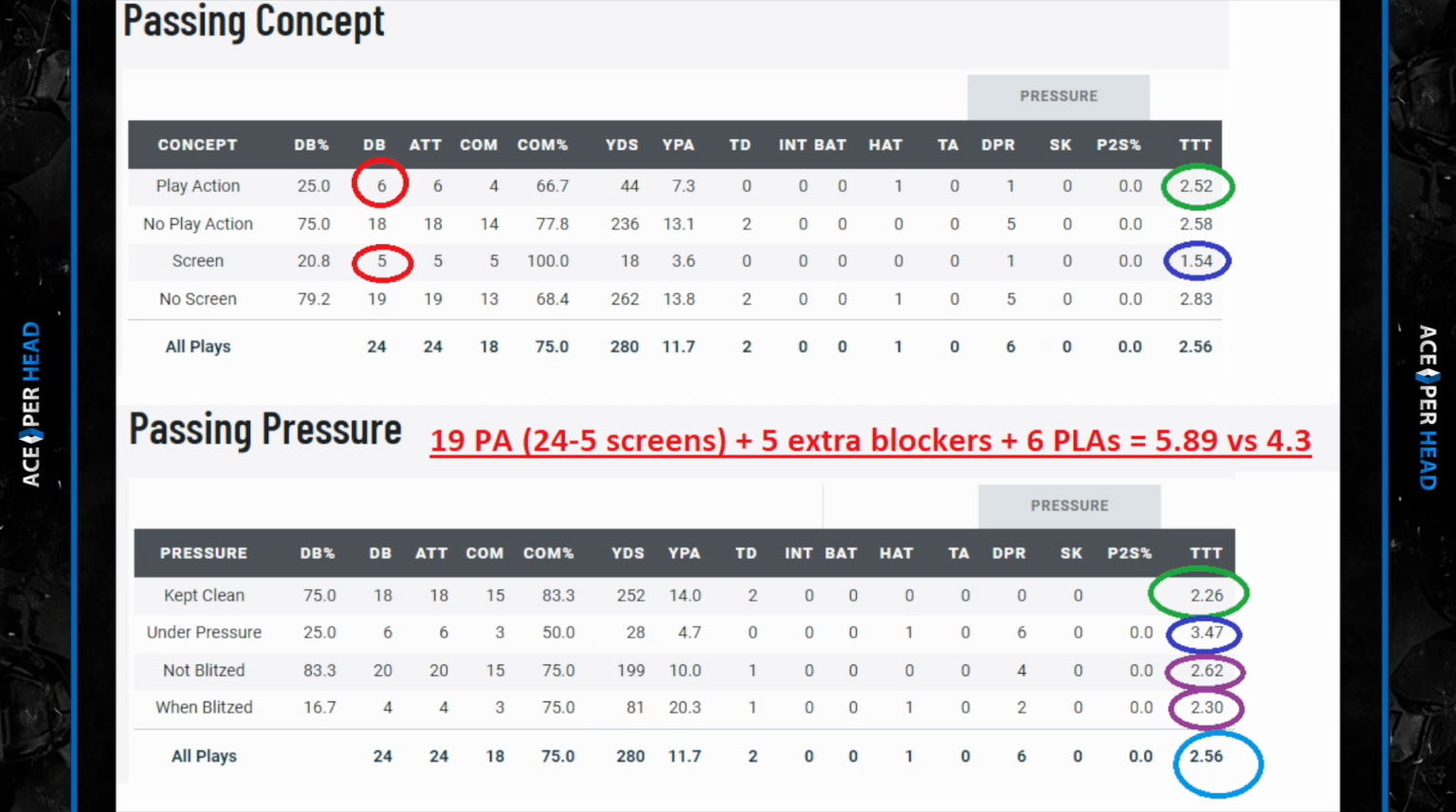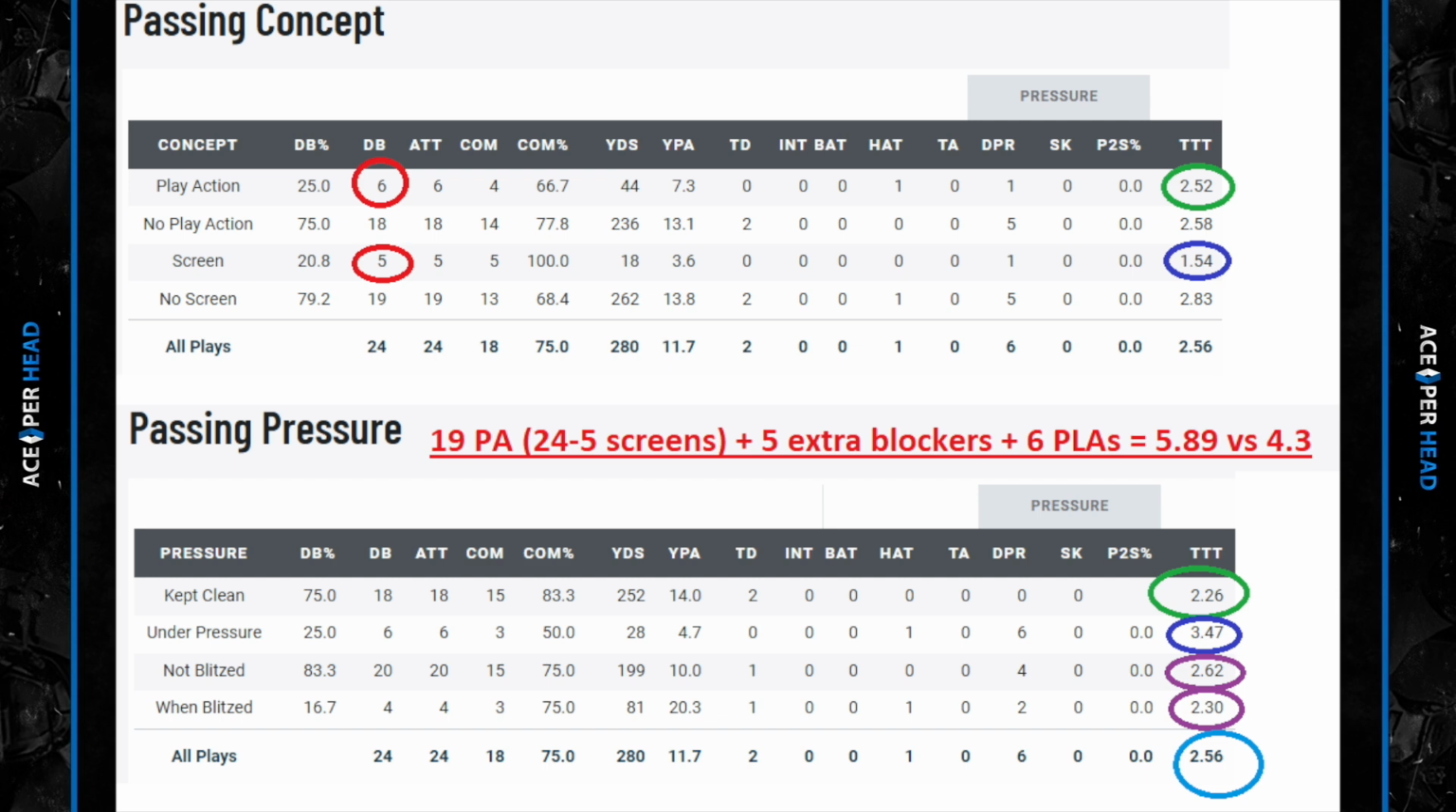Now, under pressure, 3.47. I put blue around that because that raises the time to throw dramatically. I mean, you're talking 1 second, 1.2 second difference. That's a big, and that's 6 plays. And so that rises it up to that 2.7 level. That's a big piece of why it rose to the 2.7 level. Now you had the 1.54, which is a second less. So if you average it out, there's 1 play less on the screens, 1 more on the under pressures, but still that's 0.2 seconds differential to the high side to raising that time to throw.